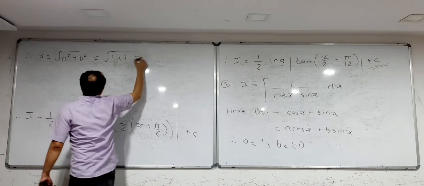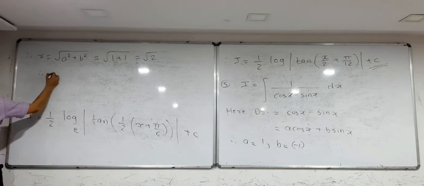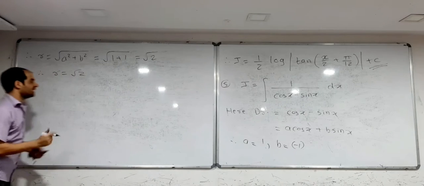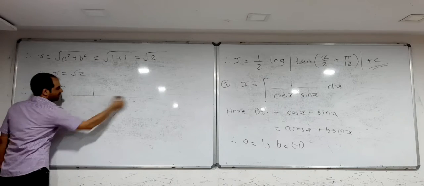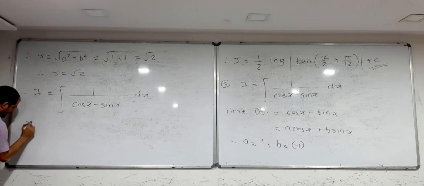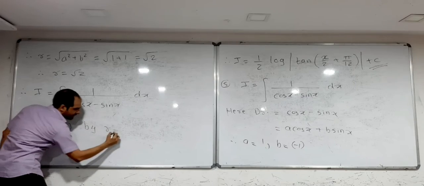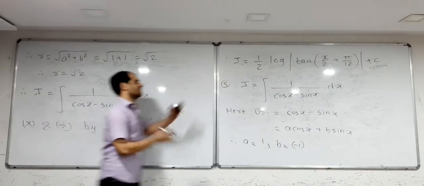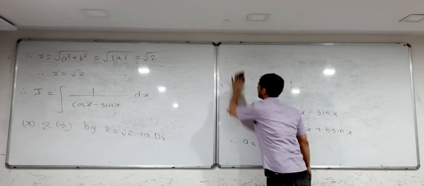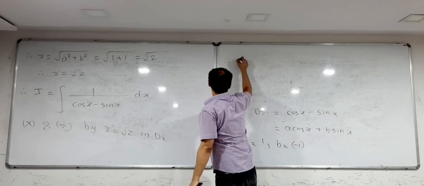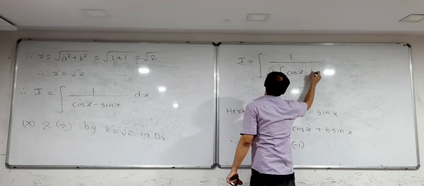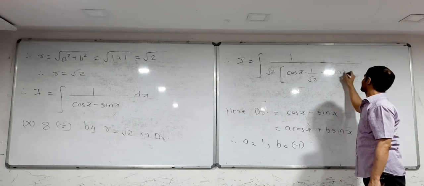So first, what do we find? r is root of a square plus b square. The square of 1 is 1, and the square of -1 is 1, so the sum is 2, not 0, root 2. Therefore r is root 2. Now multiply and divide by r, which is root 2, in 1 upon cos x minus sin x dx. So I becomes integration of 1 upon root 2 into cos x into 1 by root 2 minus sin x into 1 by root 2 dx.